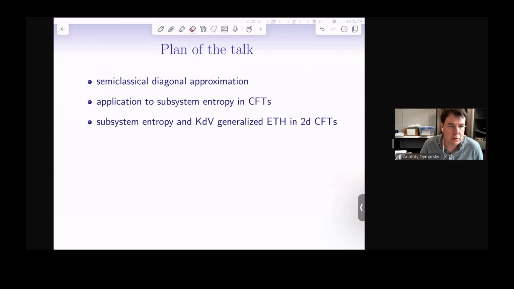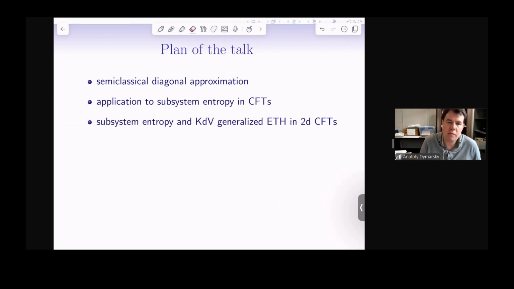I want to spend the first part of the talk talking about the diagonal approximation, what it is. The roots of this approximation are in semiclassics. It happens to be a very powerful method to calculate subsystem entropy in different regimes. I expect that at least a third of my talk will be covering this historic part.